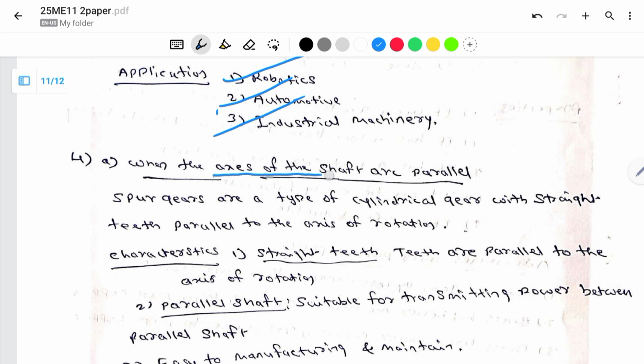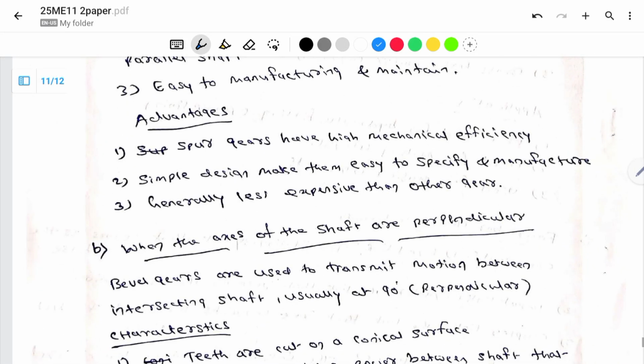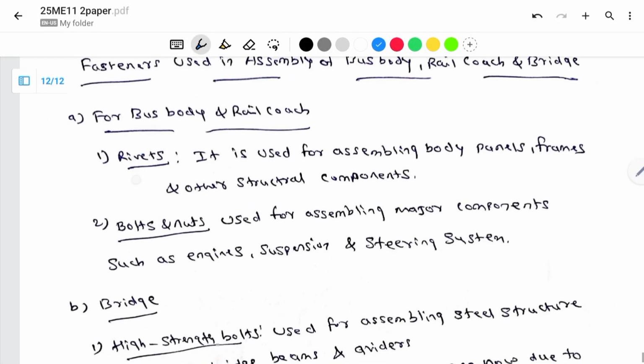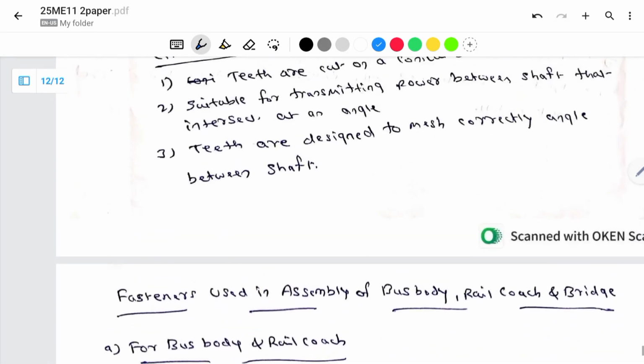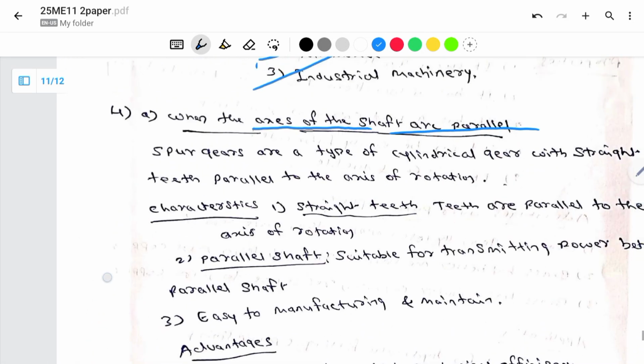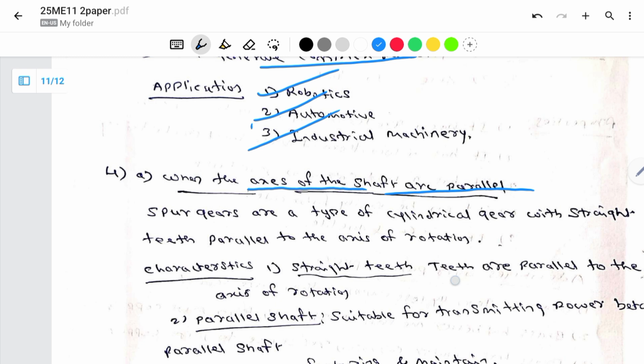When the axles of the shafts are parallel, what kind of gear can you utilize? I will come up with these questions in some other videos, because these need diagrammatic representation and some pictures, so that you will have a clear idea about this.